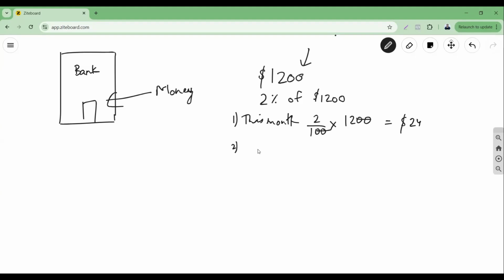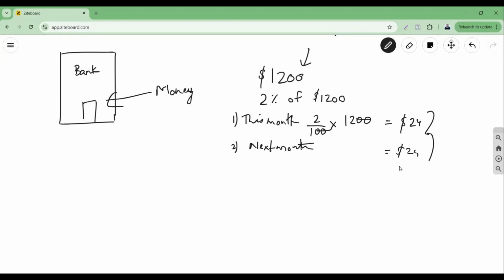Next month again, you're going to get $24. This goes on for quite some time. And then when your friend gets the $1,200 that the person is able to arrange, they'll give back that money. And until then, every month you got this much money back.